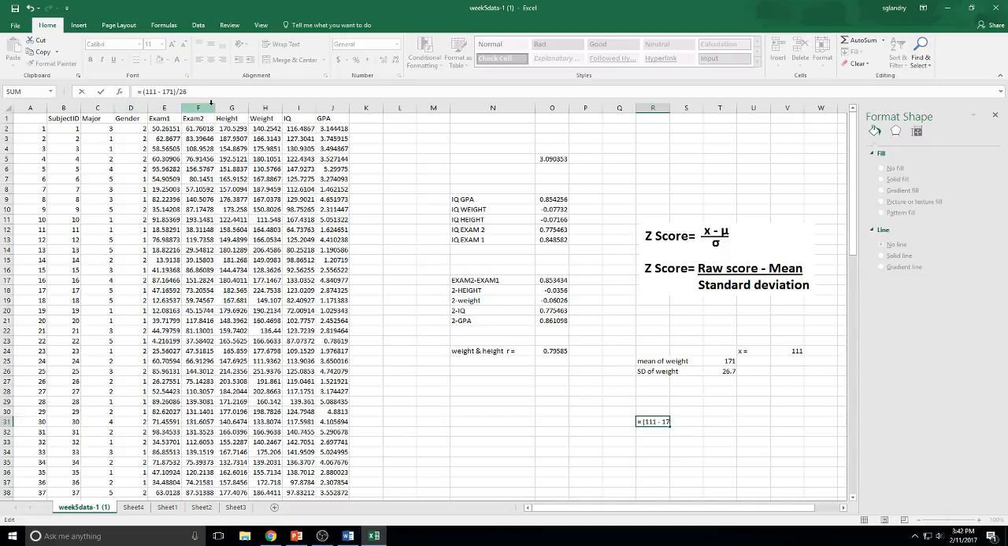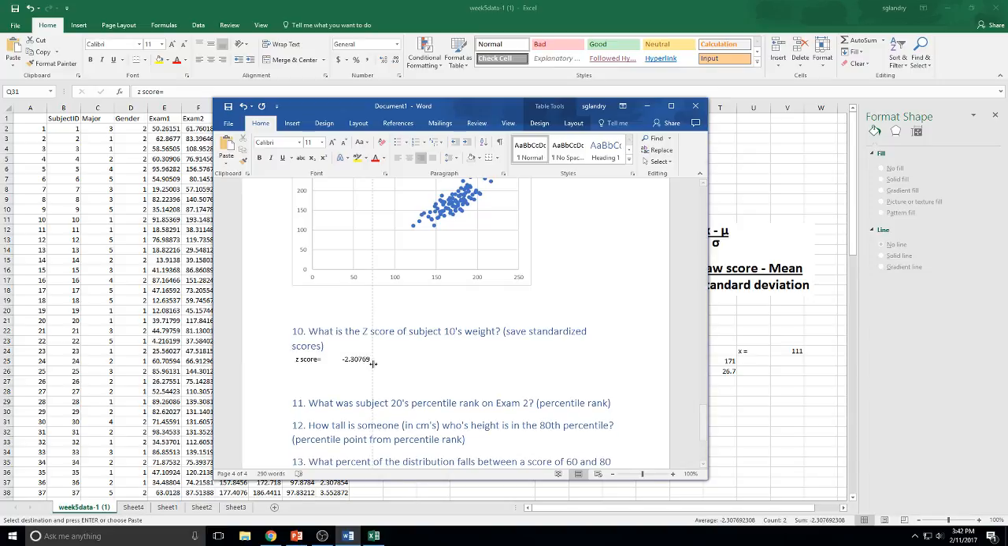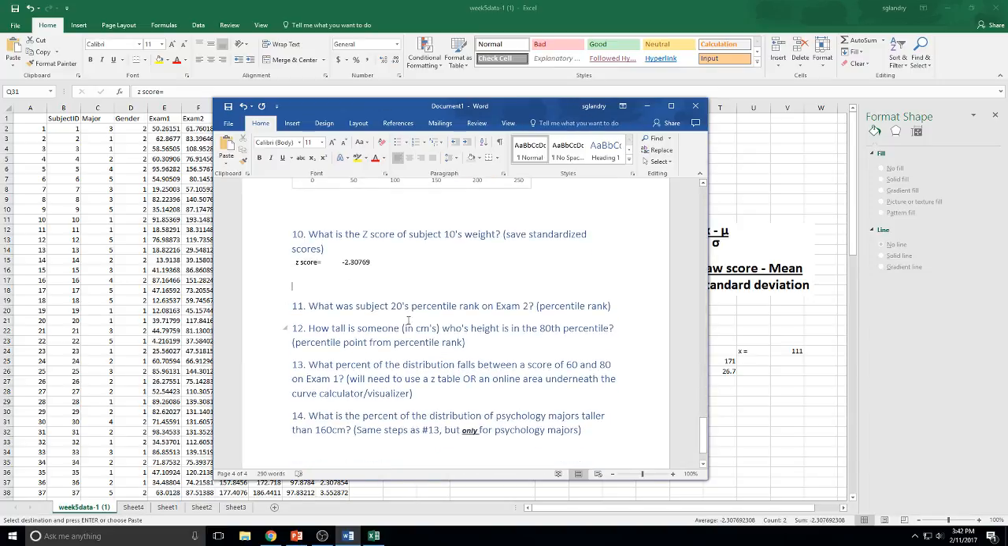Not really that great with Excel, but here we go. Boom. That's our z-score. That's weird. Okay. Cool. Done.